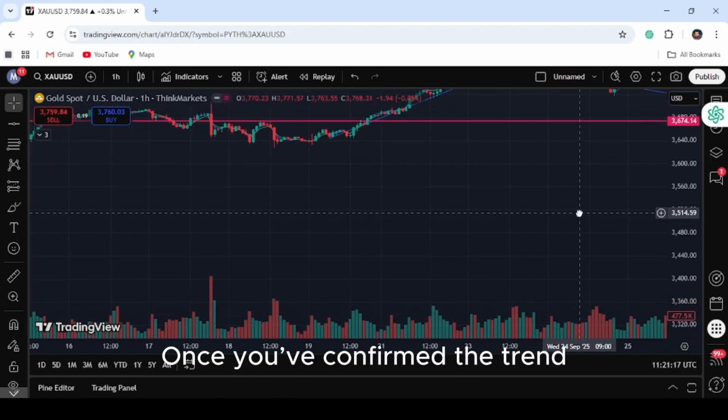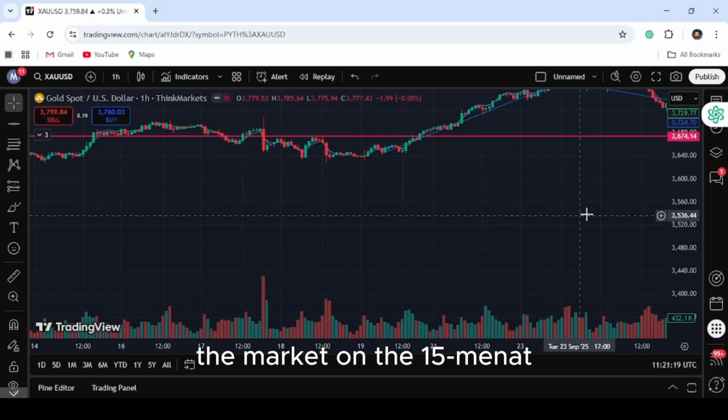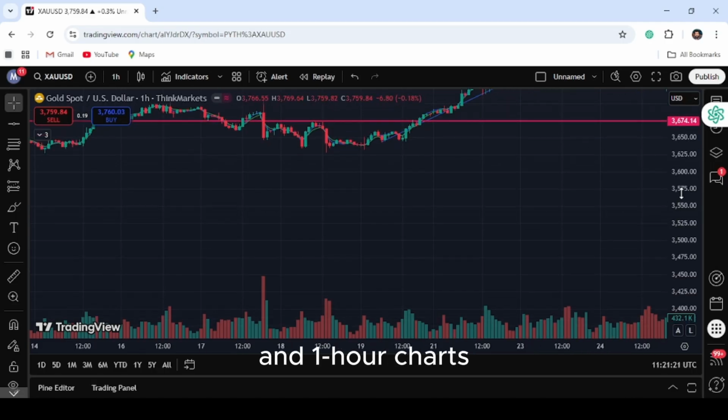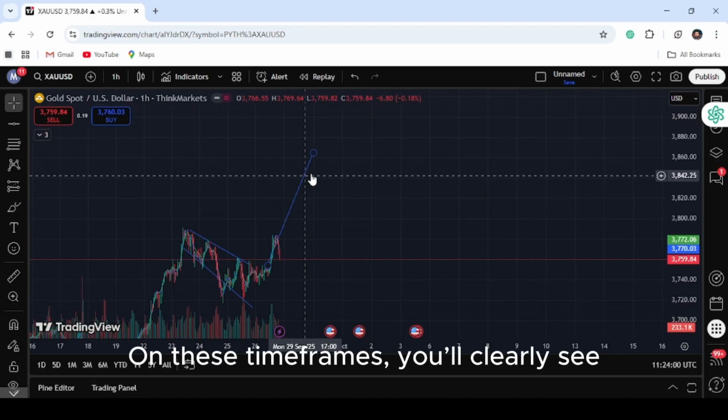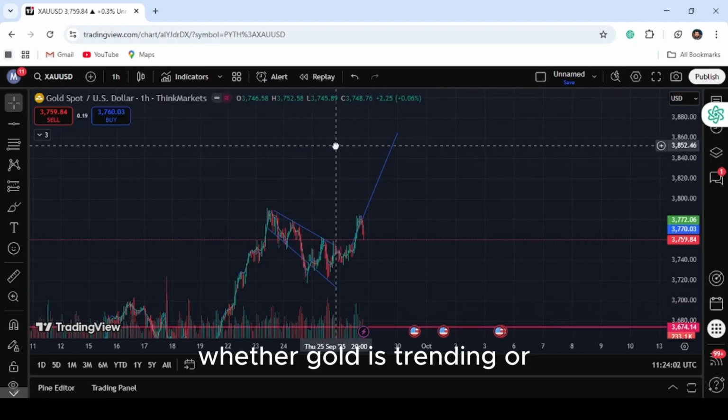Once you've confirmed the trend, you need to analyze the market on the 15-minute and 1-hour charts. On these time frames, you'll clearly see whether gold is trending or consolidating.